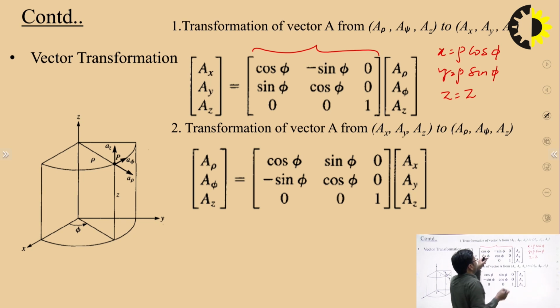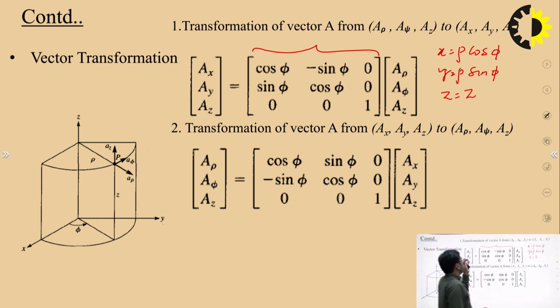Then this cos phi should be differentiated with respect to phi, because it is ax a phi. So, you need to take the differentiation with respect to phi. If you take the differentiation of cos, then you will get minus sin phi, and for the third term, ax az, you have to take the differentiation with respect to z, but in this there is no z, that's why the value should always be 0, right?